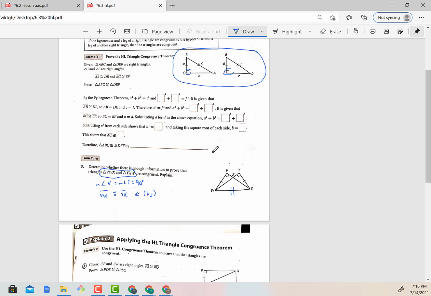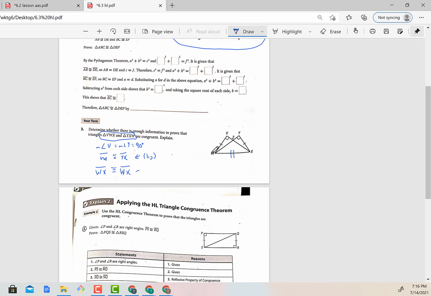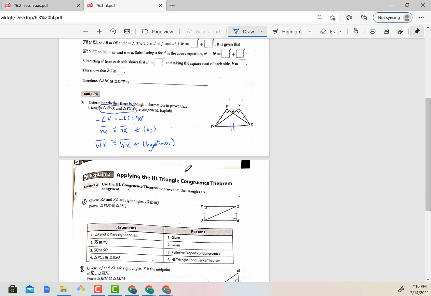So if they both have the same hypotenuse, well then of course their hypotenuses, that's how you say hypotenuse plural, are also congruent. So they're both right triangles. They both have 90-degree angles. We have a congruent leg. We have a congruent hypotenuse. So these triangles are congruent by HL.